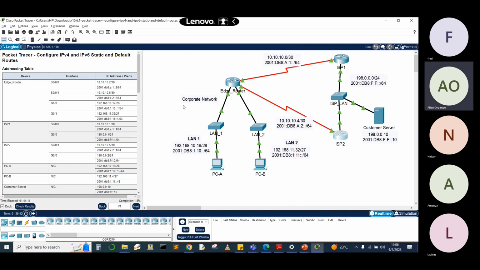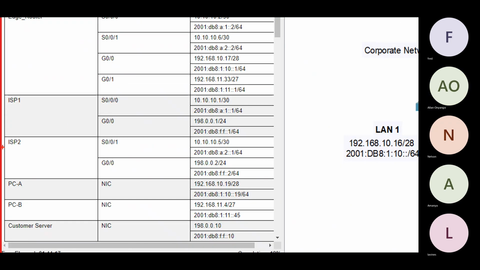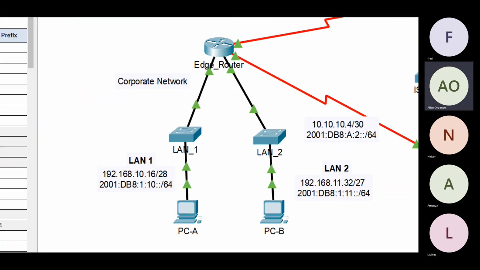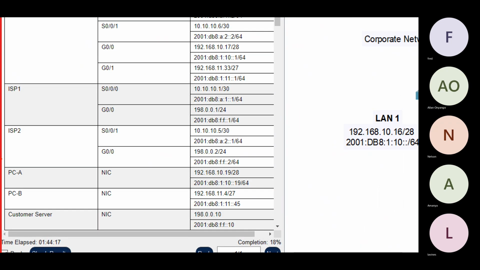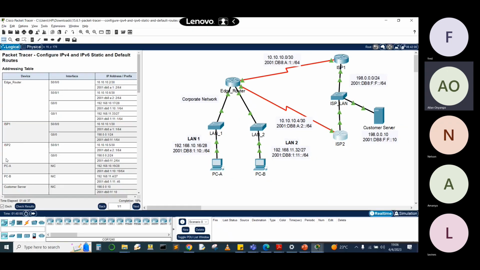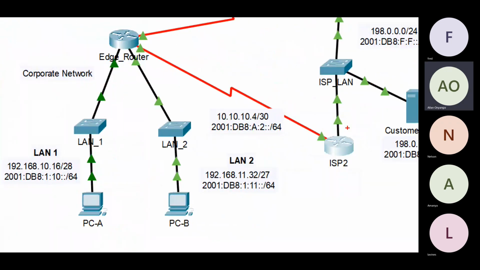We might only see the IP address there. So ISP2 is right here, if you're with me. Fortunately enough, it is the only interface that has 10.something on ISP2, which is 10.10.10.5. This is the IP we need. This is the next hop IP of this interface S001. So we were actually looking for the IP address of this interface.